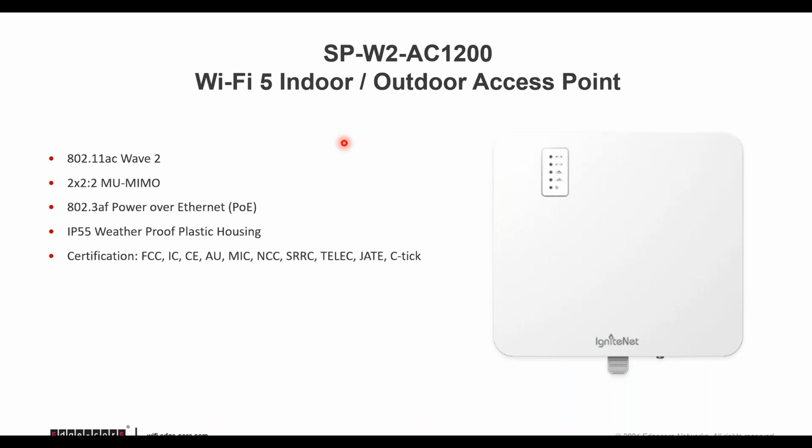And last one, SP-W2-AC1200. It is Wi-Fi 5, and can be regarded as an indoor application or outdoor application. So you can also call this a semi-outdoor product. Wi-Fi 5 Wave 2, 2x2, powered by 802.3af, and it complies with IP55 weatherproof. It's a plastic housing, so very, very light. So we have a lot of customers who regard it as a very cost-effective outdoor access point, like for hotspot service.